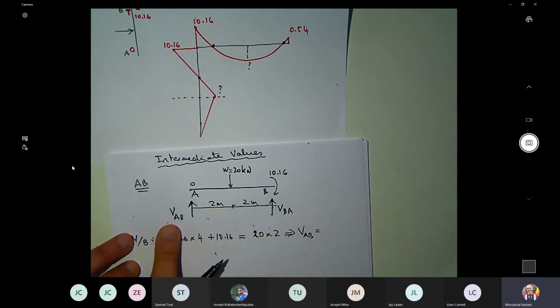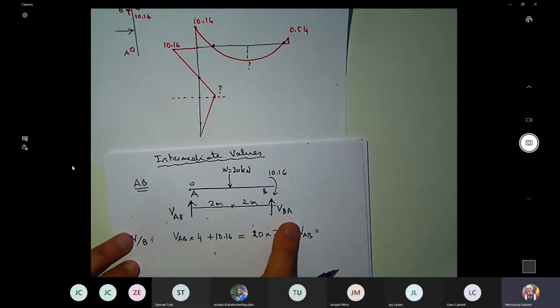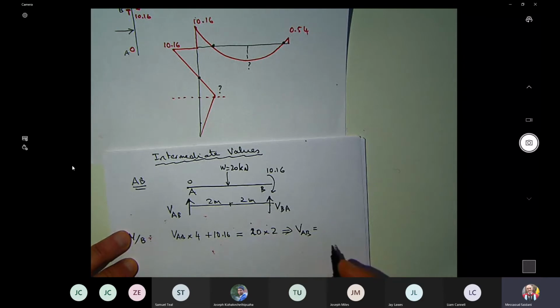Actually, I shouldn't even call them VAB and VBC. I should call them really HAB and HBC. These are horizontal reactions on the column, but it doesn't matter. They are reactions. So what do you get for the reaction at A, please? I got 7.46 as well. Thank you. So 7.46 kilonewtons.